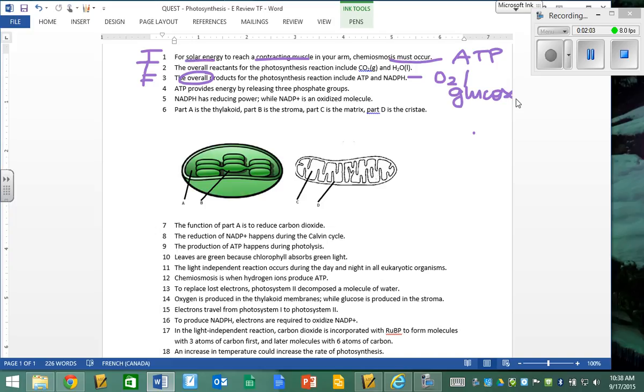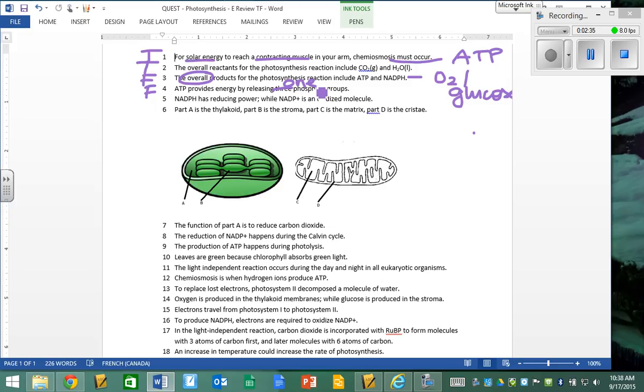Number 4, is that true? ATP provides energy by releasing 3 phosphate groups. It has 3 phosphate groups. That part is true. Does it release all 3 of them when it's giving energy? I see some no's. This is false. It provides energy by releasing 1. ATP turns into ADP. That's where we get energy, from the bond between the 2nd and the 3rd phosphate.